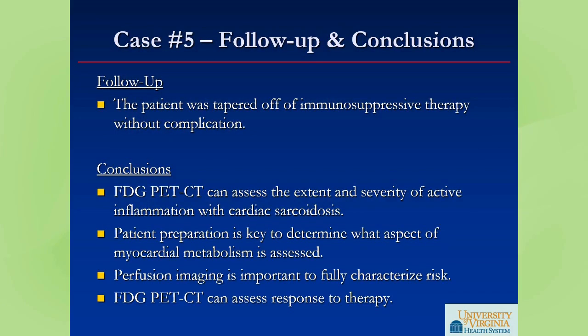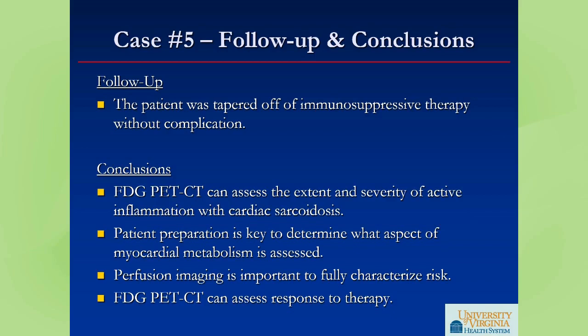Patient preparation is key. We can also do viability imaging using FDG, but that's a very different patient prep, where you administer glucose and insulin together and try to keep them at a specific blood glucose. That encourages the myocardium to take up glucose, because you're looking for areas that are metabolically active, even if they're not getting perfusion, and that allows you to see viability. But patient preparation is key to determine what aspect of the myocardial metabolism you want to assess.